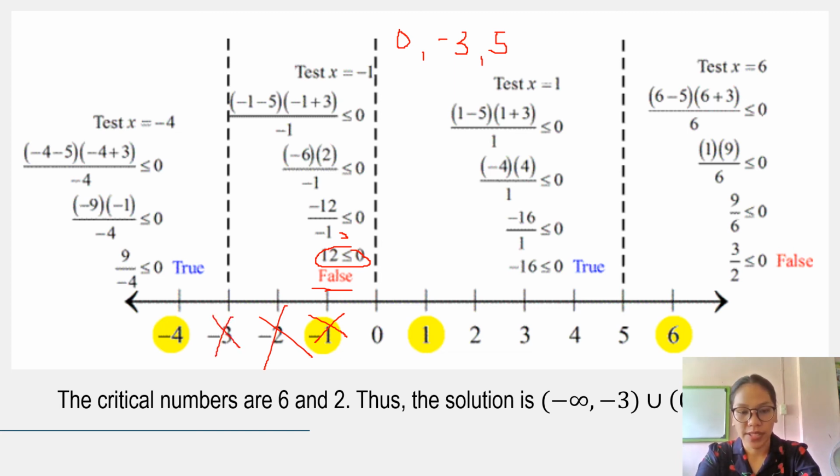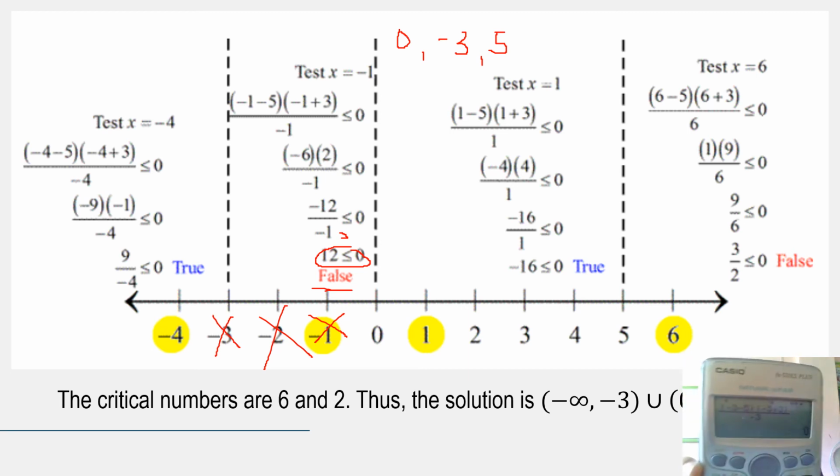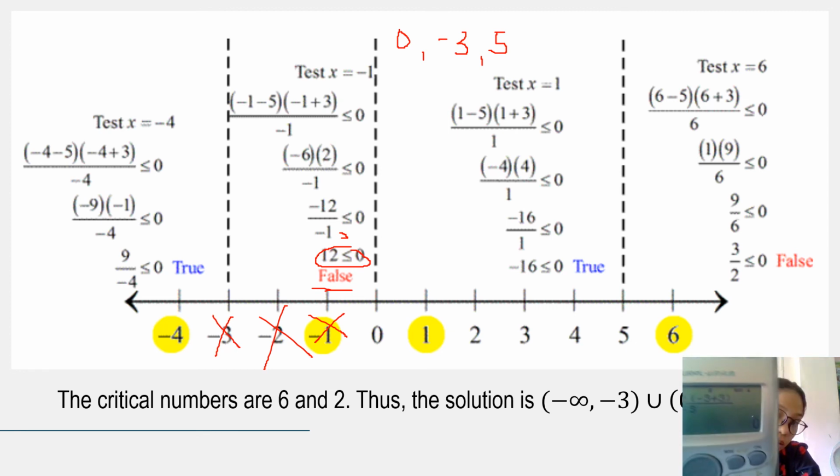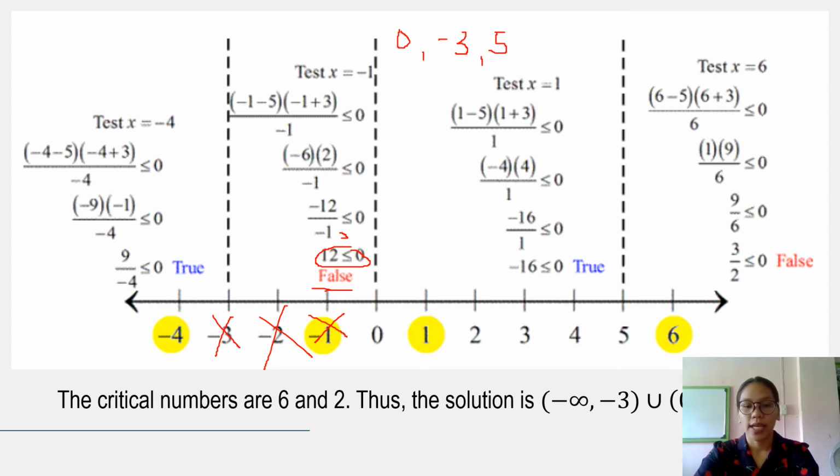Then yung negative 3, check muna natin. Check pa rin natin. So negative 3. Then we have negative 3 over negative 3. That is equal to 0. Pwede ba siya? Less than or equal to 0? Okay. Pwede lang yung negative 3. Okay, check natin yung negative 3. Okay, pwede yung negative 3.